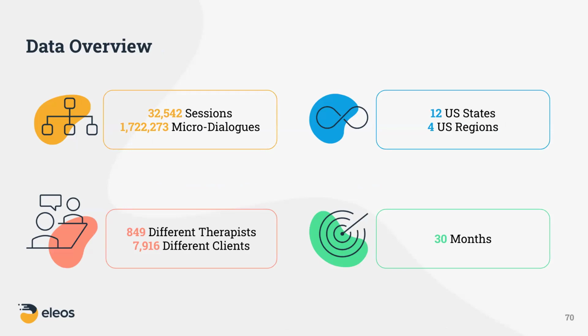Okay, so as Ilan showed earlier, this is what we define as micro-dialogues. These sessions were held over 12 US states in 4 US regions, around 850 different therapists and almost 8,000 different clients. The data spanned 30 months.